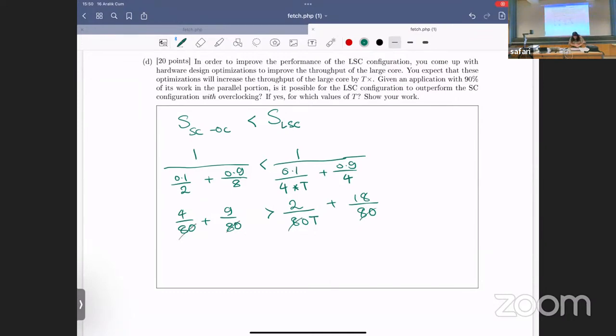In the end, let me see. 13 should be more than 2T plus 18, right? Which means that 13, so wait, actually we don't need to do more. This just doesn't happen, right? It just wouldn't work for any positive value of T. So the question was, is it possible? And no, it's not possible.